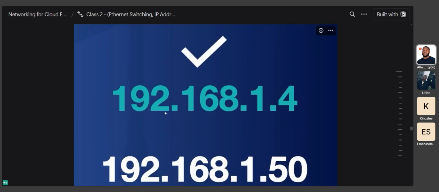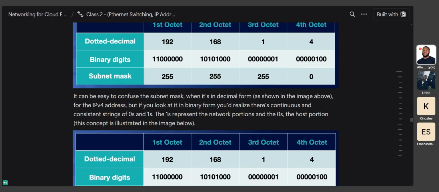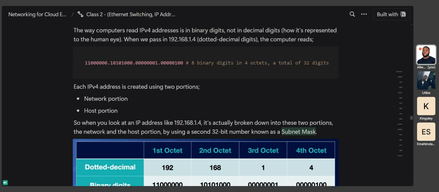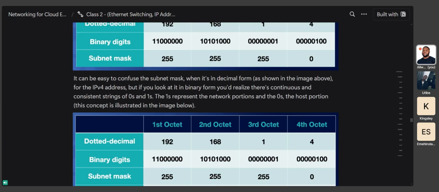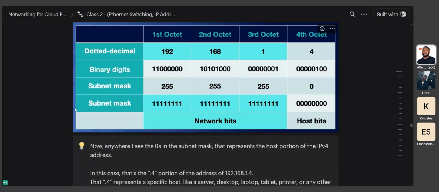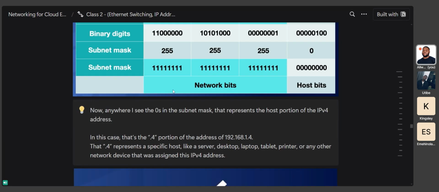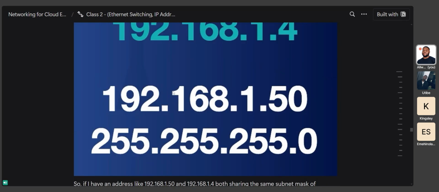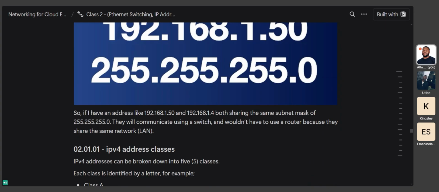Okay. So what did we just talk about? We talked about the network portions and host portions of IPv4 addresses, right? And then we talked about how if any other IPv4 address has 192.168.1.50, say, and they both share the same subnet mask, then we know and understand that those two IP addresses are within the same network portion, which means that they are within the same local area network. So that's what I explained here.